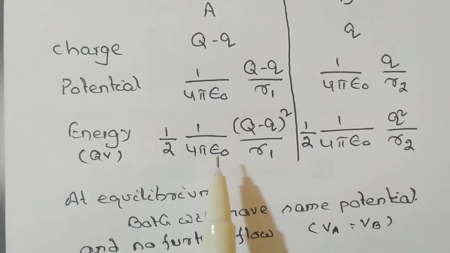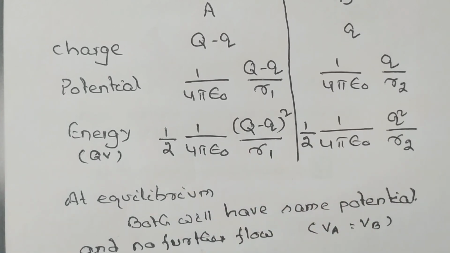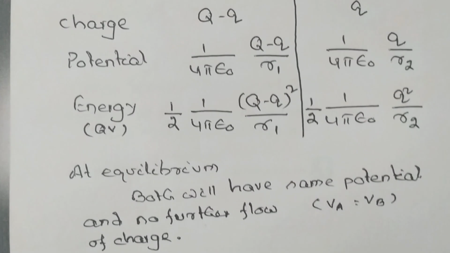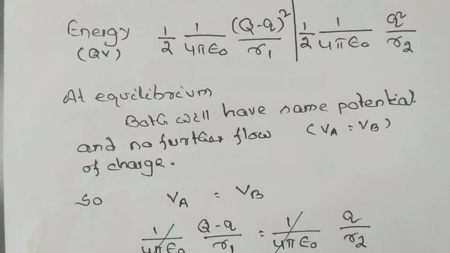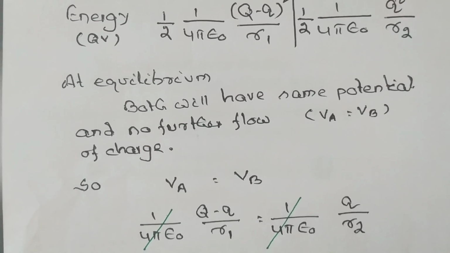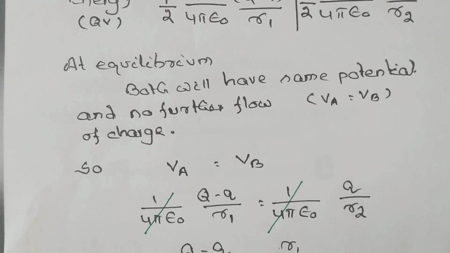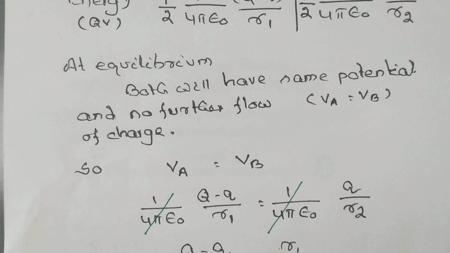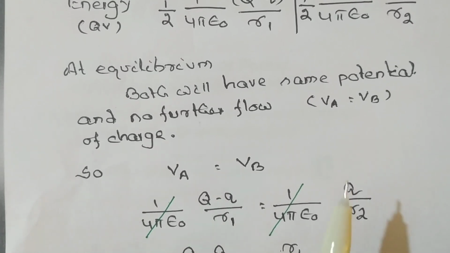Now this is the energy of A and B after just the transfer of charge q. But this transfer will take place till both acquire the same potential. Hence, at equilibrium, when there is no flow of charge from body A to body B, at that time the potential of A and B will be equal. And suppose we think that after transfer of q, both will acquire the same potential. Then by taking those expressions, I will calculate.